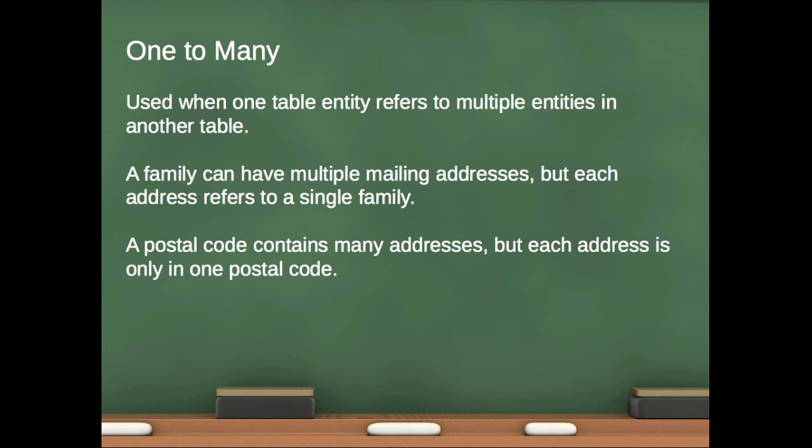Another one is a postal code. It contains many addresses, but each address is only in one postal code. Now, someone may come along administratively and change the boundaries of postal codes, but at any given point in time, each address is only located within one postal code. So these are one-to-many relationships, and overwhelmingly, most of the relationships within or between database tables are one-to-many, and they are the simplest to set up.